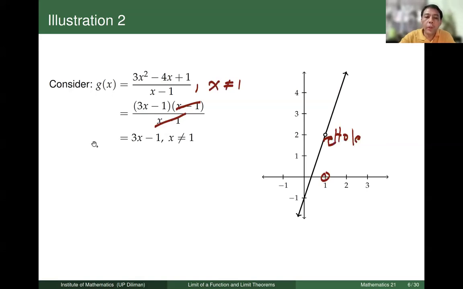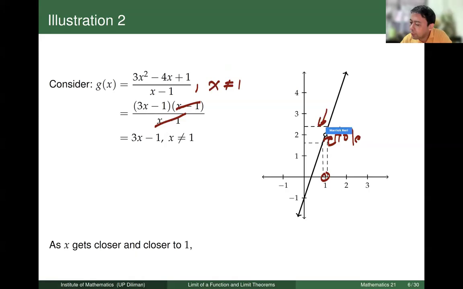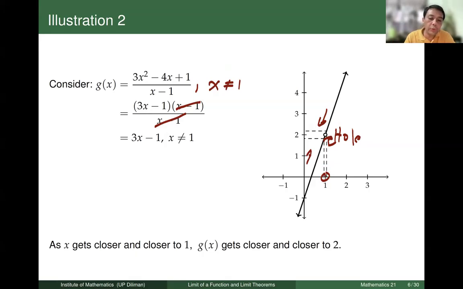And when you use values of x near 1, it's the same thing. Your values from greater than 1 go down to 2. When x is less than 1, your y values go up to 2. Okay, so again, we say that g of x gets closer and closer to 2.